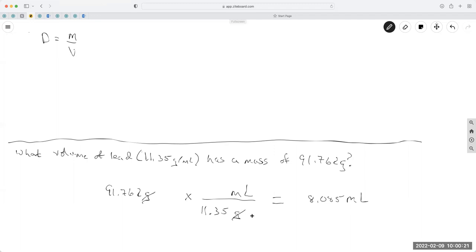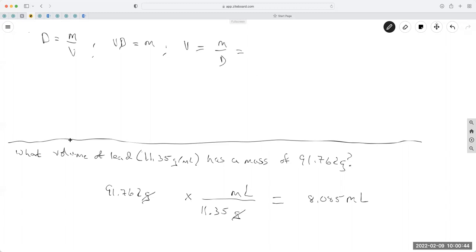Yeah, but you would have milliliters in the bottom that way. Okay. Now, if I'm going to do it algebraically, I want volume, right? So just a little algebra review. I want volume by itself. So I'm going to go volume times density is the mass. And then I want volume by itself. So volume would be mass over the density.